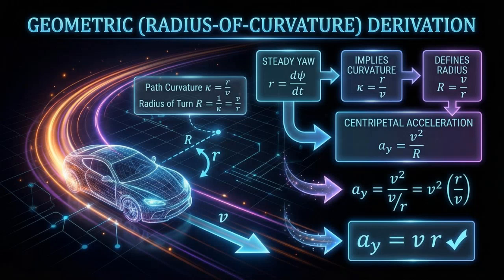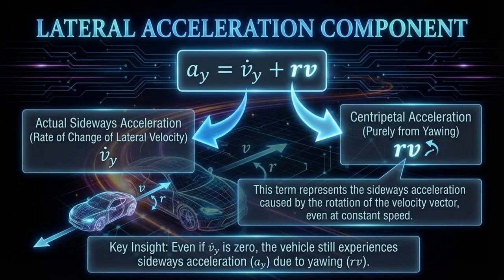This kinematic relationship offers an intuitive view of steady turning and naturally leads to the familiar centripetal acceleration expression v squared divided by R. This slide combines the previous steps into the compact expression lateral acceleration, a_y, equal to lateral velocity derivative plus r times v. The term r times v represents the centripetal acceleration generated purely by yaw motion. Even when the lateral velocity is constant, the vehicle still experiences sideways acceleration because the velocity vector is continuously rotating.